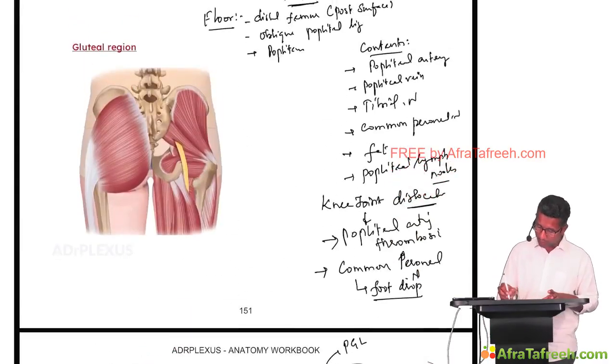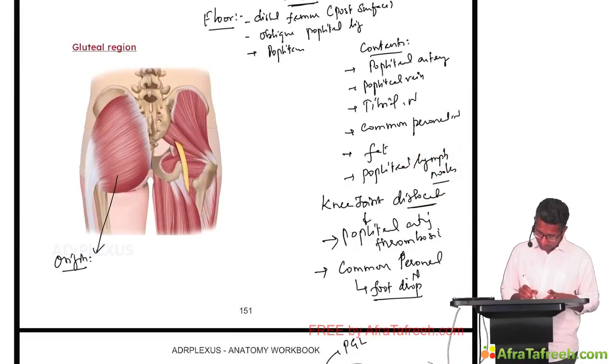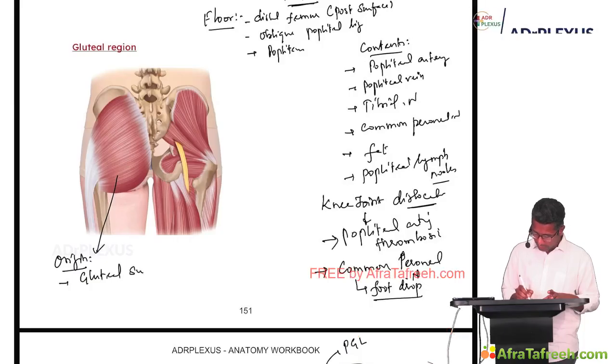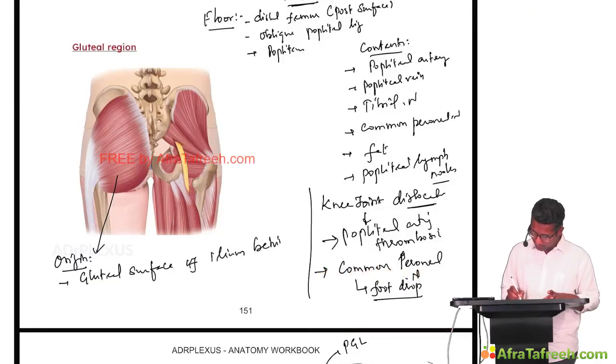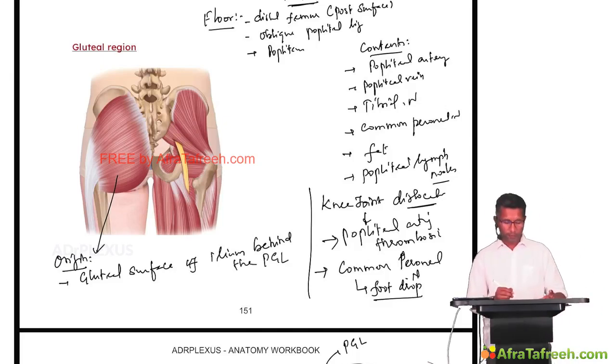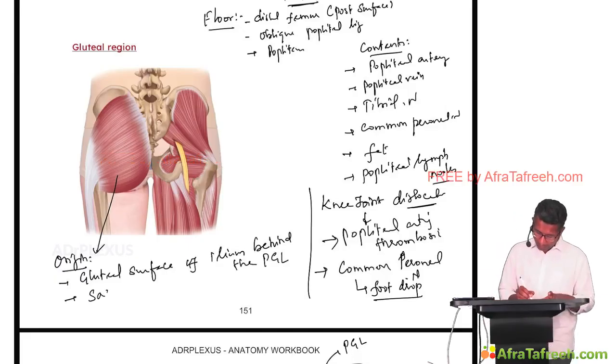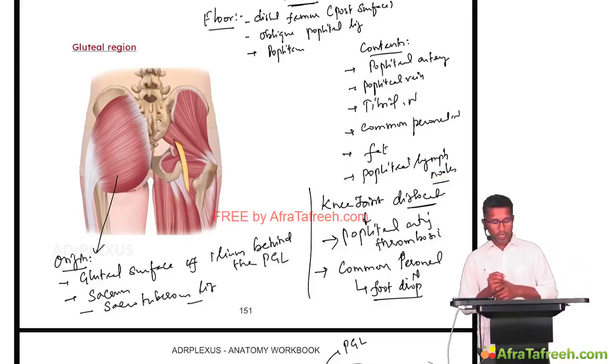So what is the origin of the gluteus maximus? Gluteus maximus takes origin from the gluteal surface of the ilium, behind the posterior gluteal line, and it also takes origin from the sacrum and from the sacrotuberous ligament. It has a wide origin, guys. It takes origin from these structures. And where does it get inserted?